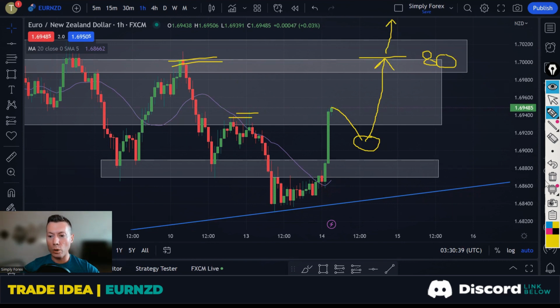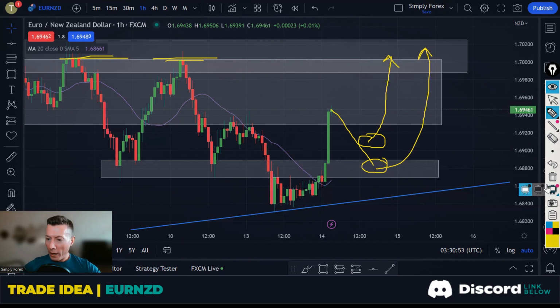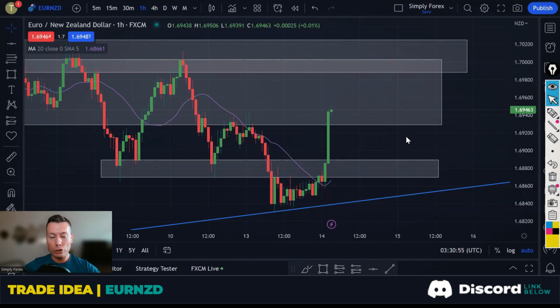All right, guys, so that's what I'm looking for. I'm looking for potentially a retrace to here, or even a retrace to maybe somewhere like here, and then take it back up to this grey zone, guys. These last highs here. This would be my first target. Okay, guys, so that's the trade ideas for today.